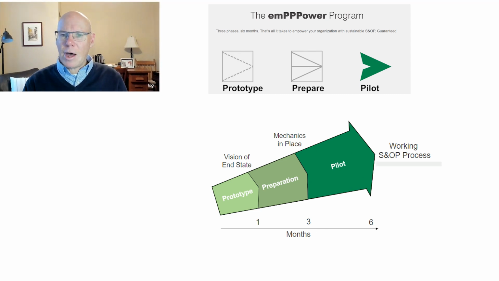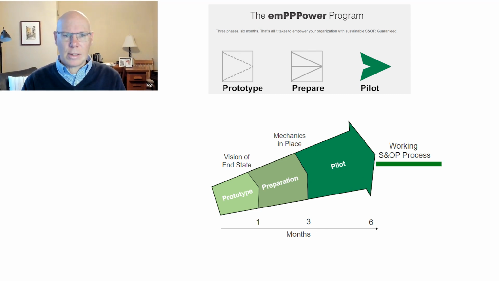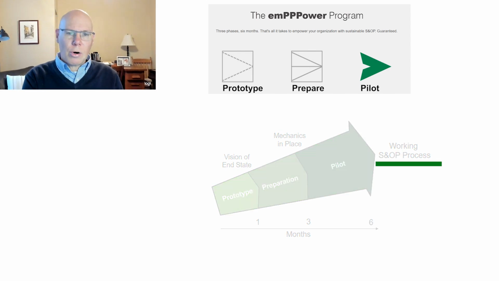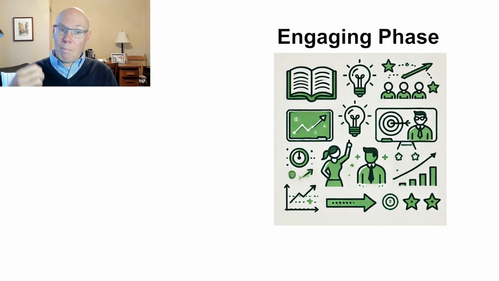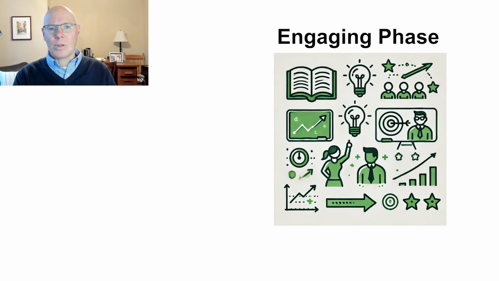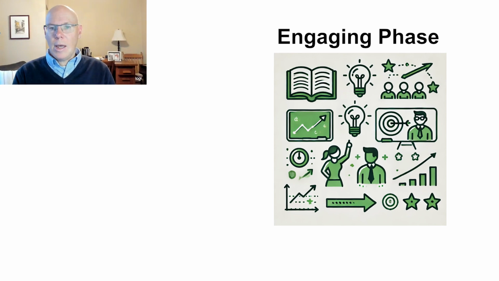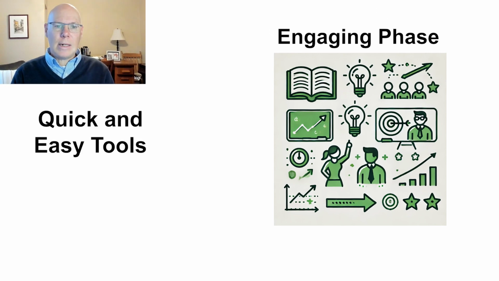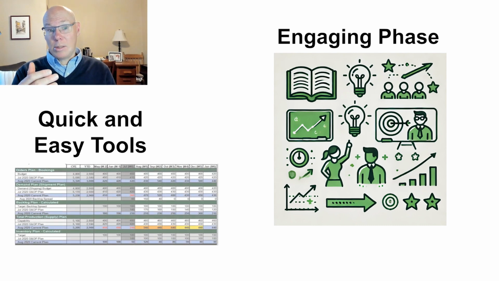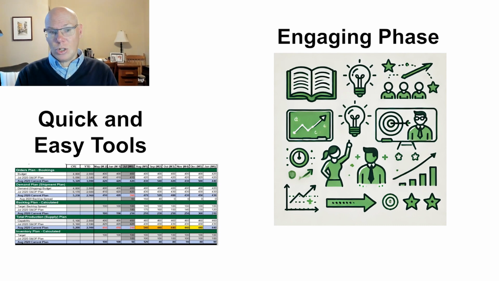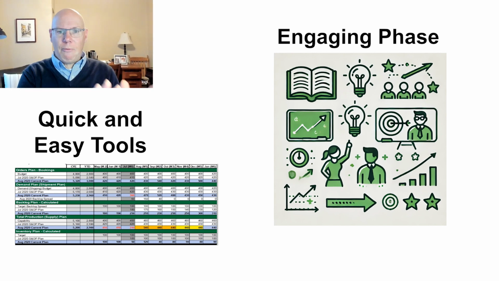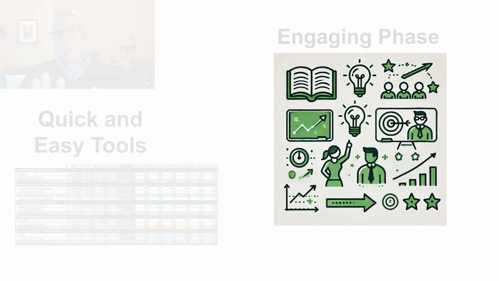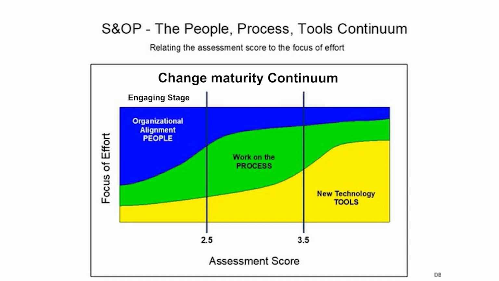We help you to define that end state for an S&OP process, what that will look like for your organization. Then, during this engaging phase, we provide the education and the coaching for people so they know exactly what their roles are going to be throughout the process and provide quick to implement, easy to understand S&OP tools, specifically that 5-section sheet. Now, as you approach the end of that first stage of maturity, you'll begin to shift your focus from people to the process.